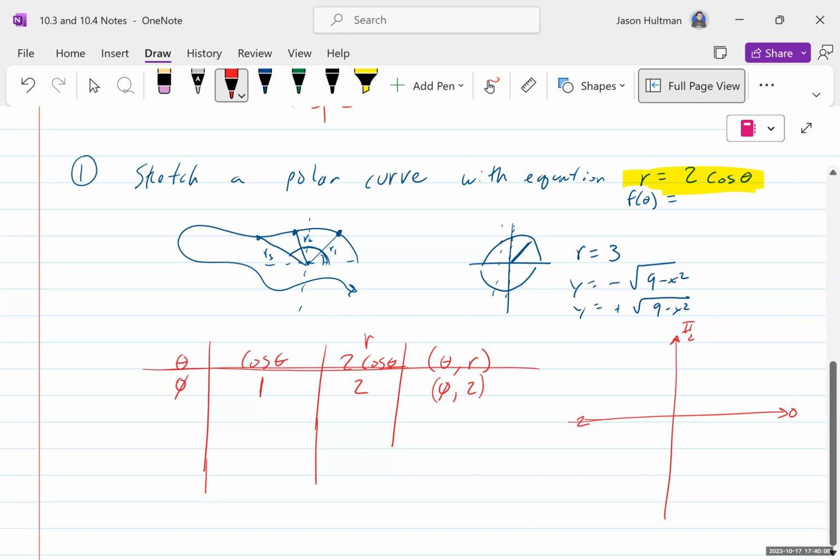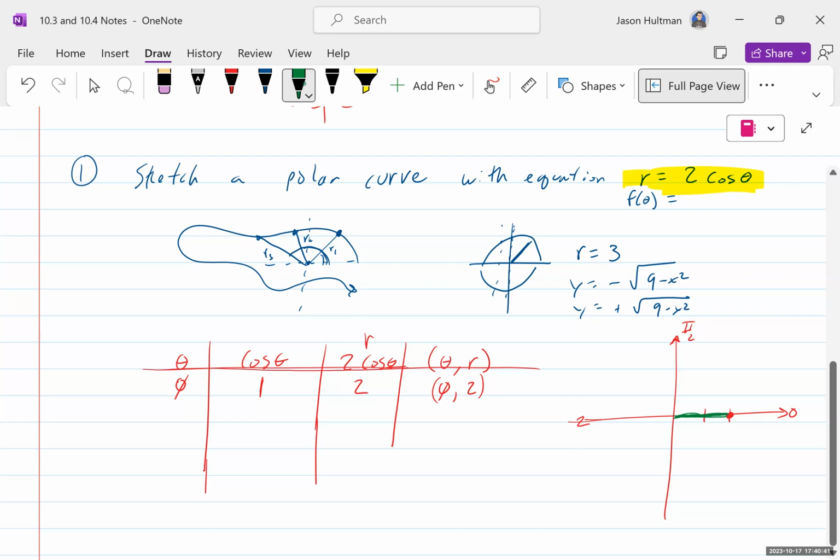But what we want is to be out at 2. So 0, 2. Now that's not 0, 2 as in x equals 0, y equals 2. That's 0 degrees, and my radius, which I'll put in green, which is r, is out 2. I'm starting at 0 radians, and I go out 2 units.